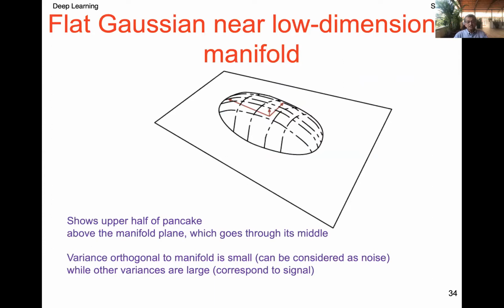So it shows the upper half of the pancake above the manifold plane, which goes through its middle, and the variance orthogonal to the manifold is small, as noise, while other variances are large, corresponding to the signal. So the upper direction is small variance and the other one is large variance.